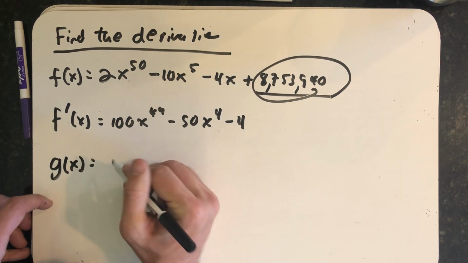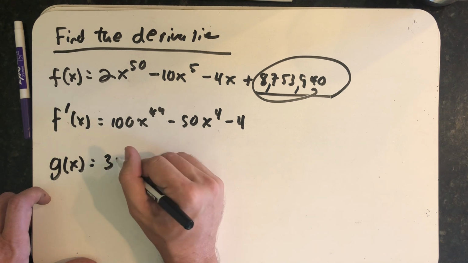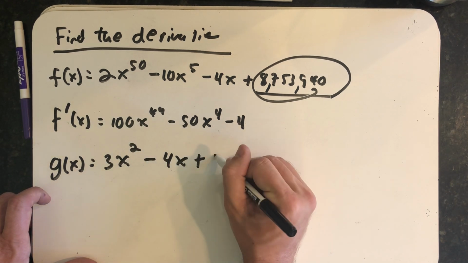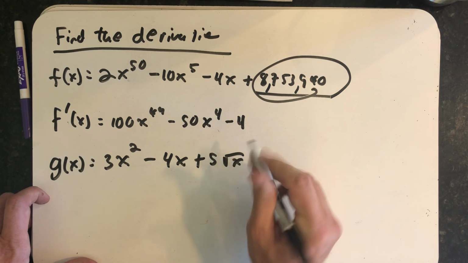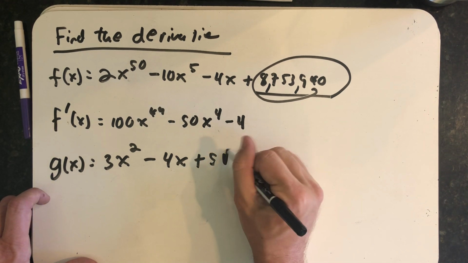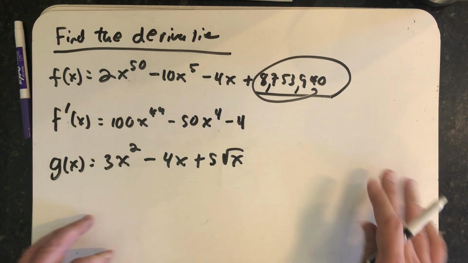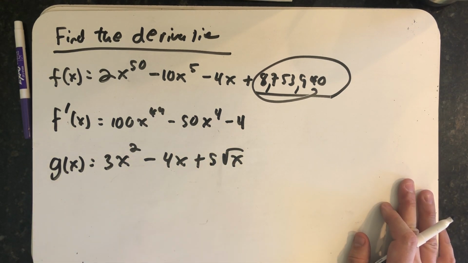G of x is equal to 3x squared minus 4x plus 5 root x. All right, so not a polynomial with that square root of x in there, but I still get to take the derivative just doing the things I've thought about so far. Pause the video and try to take this derivative using the rules we know so far on your own.